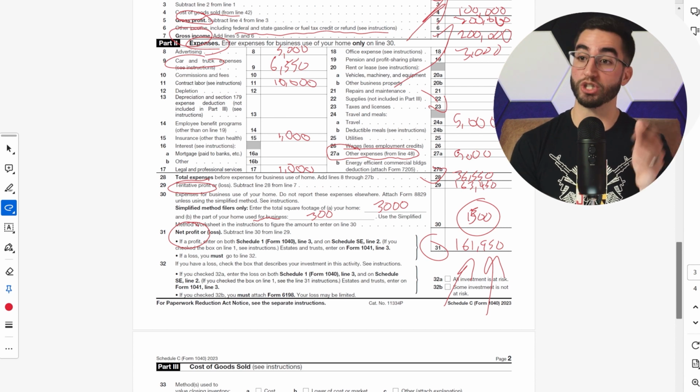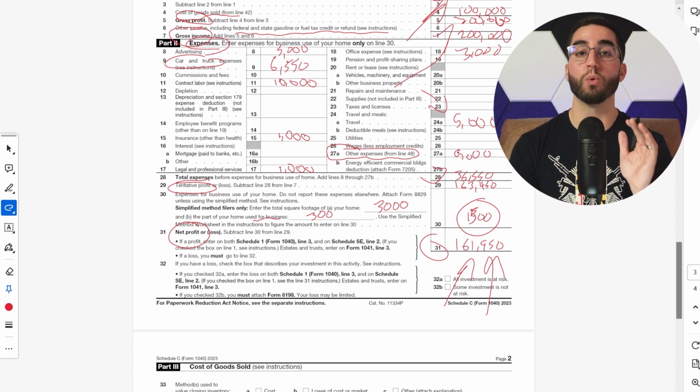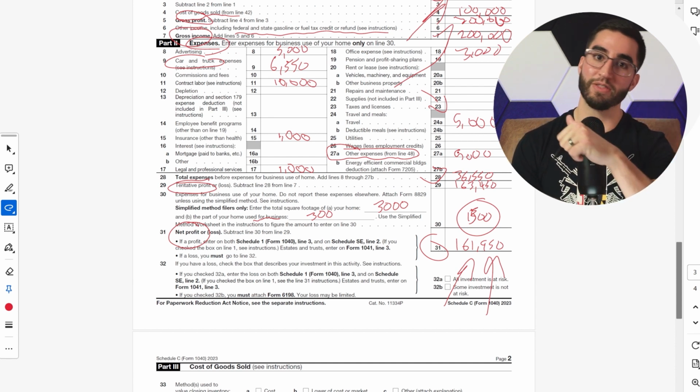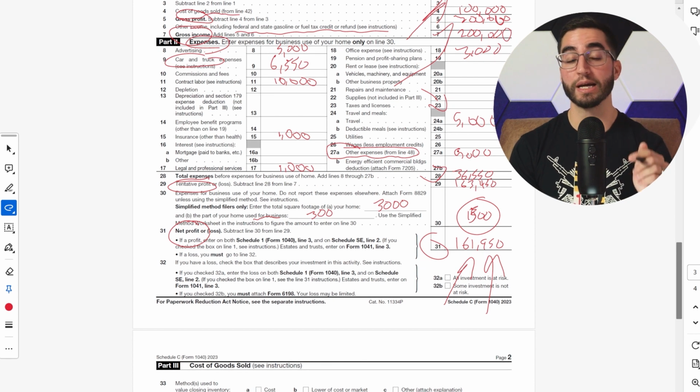It can be a check. It can be a withdrawal of cash. Whatever is most convenient for you. All you got to do is distribute the money out of the business account, put it in your personal account. That is how you pay yourself. It is truly that easy.